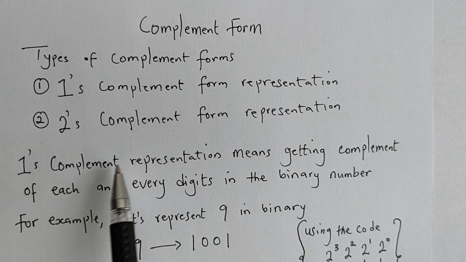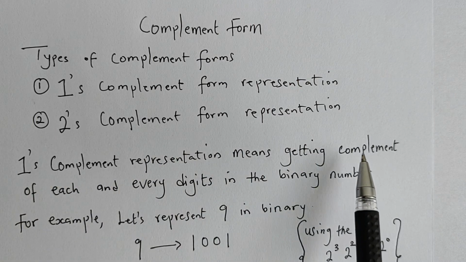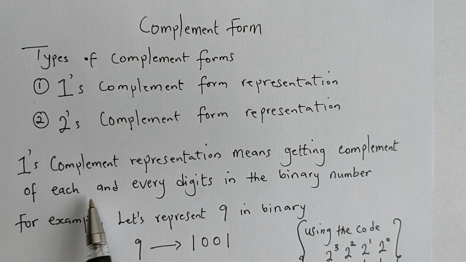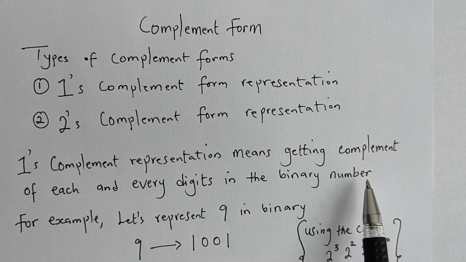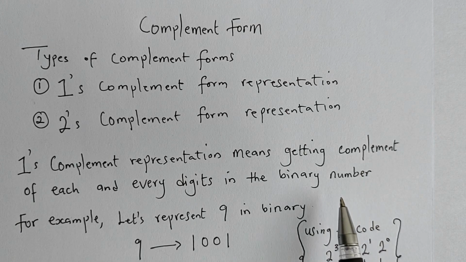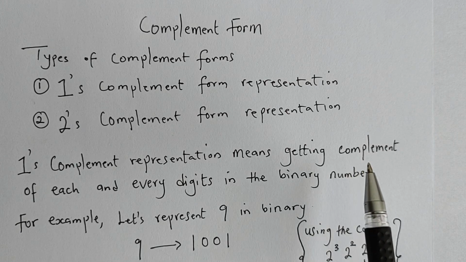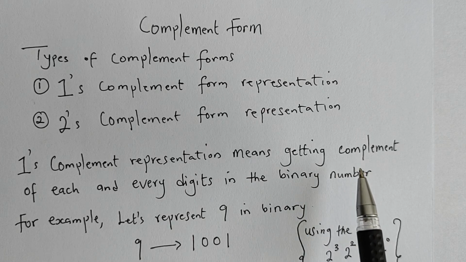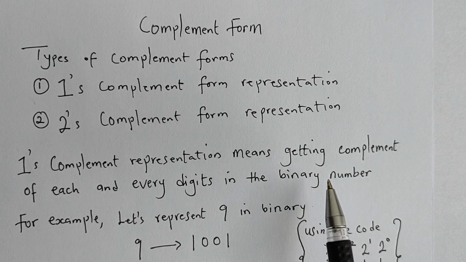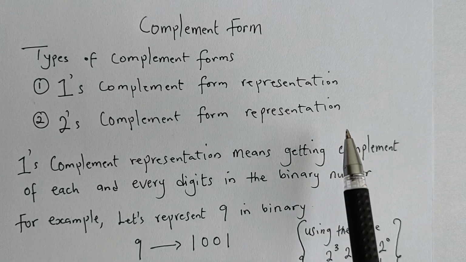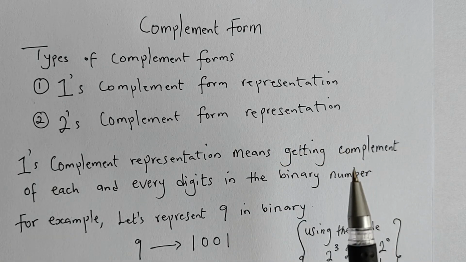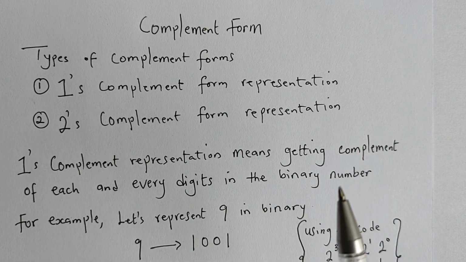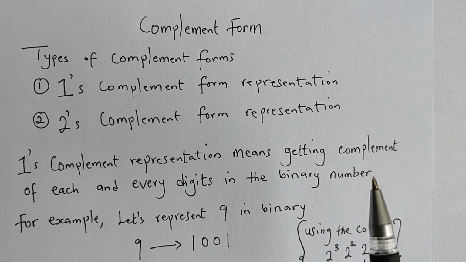Now the ones complement representation means getting the complement of each and every digit in the binary number. What this means is to get the inverse of each and every digit in a binary number. So, for example, if you have 1, the inverse of 1 is 0. If you have 0, the inverse of 0 is 1. So it's just taking the inverse of this binary number.